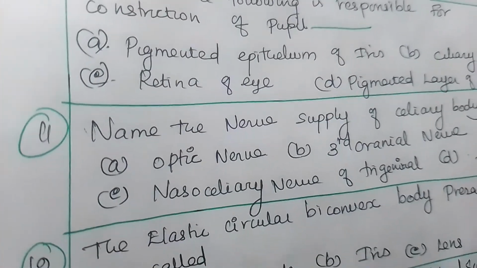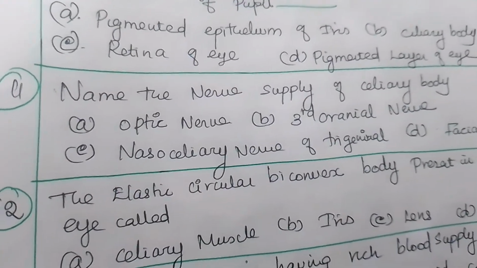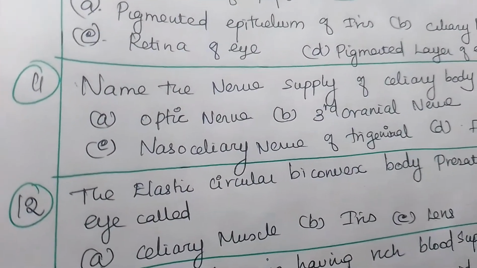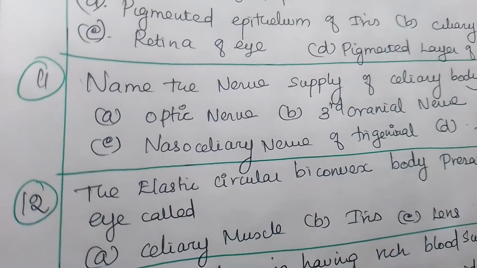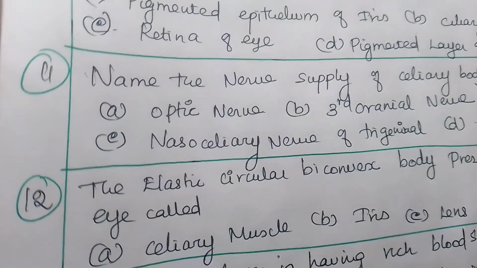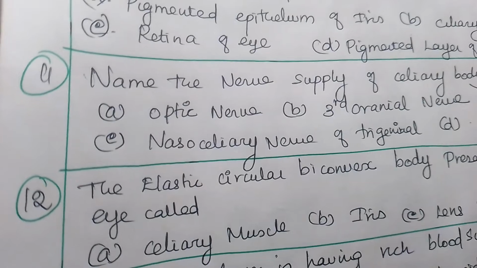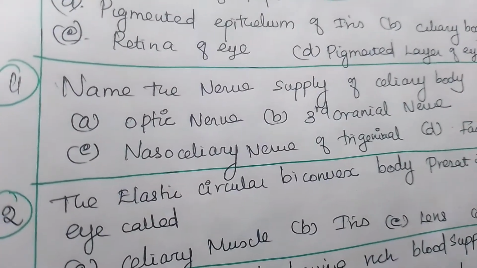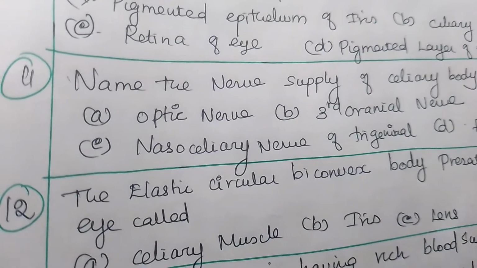Eleventh question: name the nerve supply of the ciliary body. A. Optic nerve. B. Third cranial nerve. C. Nasociliary nerve of trigeminal. D. Facial nerve. The answer is the nasociliary nerve of trigeminal.